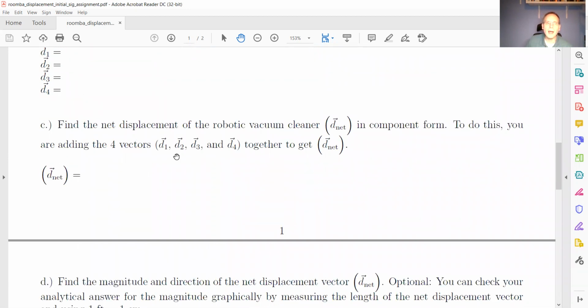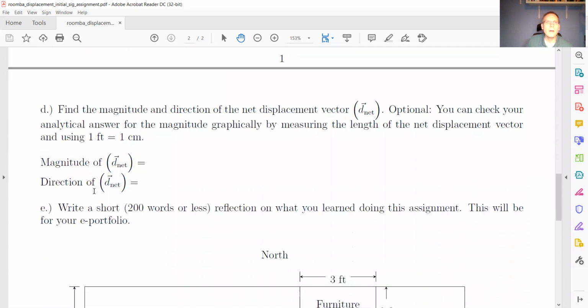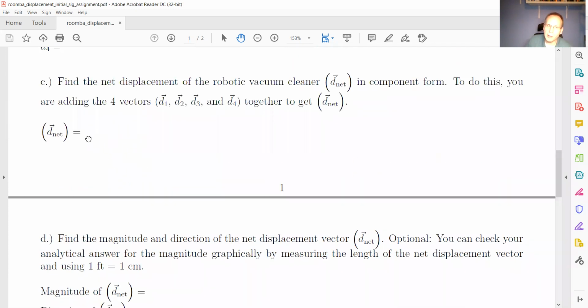Once you have that, I want you to find the net displacement. That's where you just add the vectors together. You add the i hats together, add the j hats together, and that'll give you D net. This will be in component form, in terms of i hat and j hat.